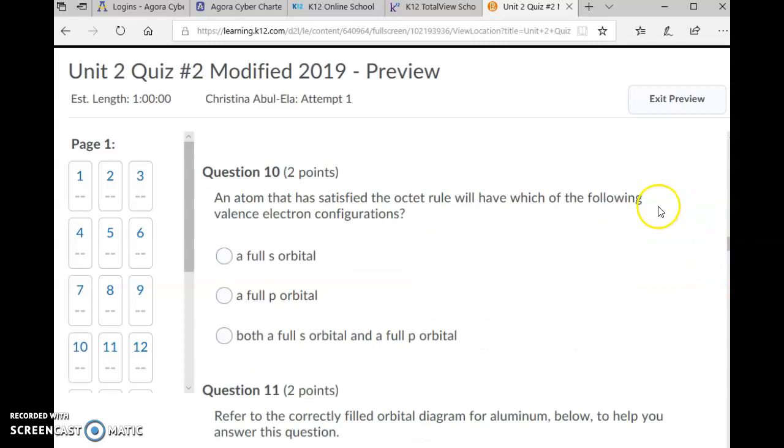Question 10. An atom that has satisfied the octet rule will have which of the following valence electron configurations? A full s orbital, a full p orbital, both a full s orbital and a full p orbital.